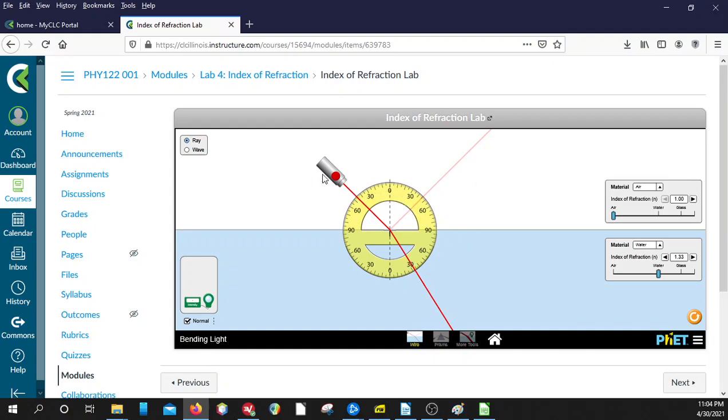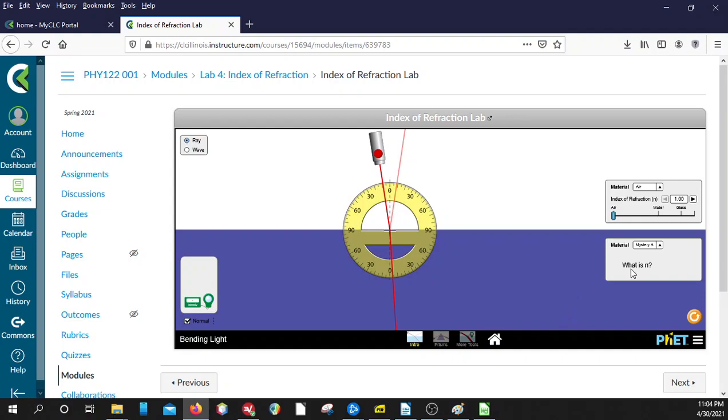And then we're going to start over, but we're going to change material. You can pick either mystery A or mystery B. I don't care what you pick. Now they don't tell you what n is. So now we're going to repeat the procedure. Go 10 degrees, 20, 30, all the way up to 80 degrees, and measure these angles and find this unknown n. We're going to leave the top air, and now the bottom is going to be one of the two unknowns. You can pick whichever you like.